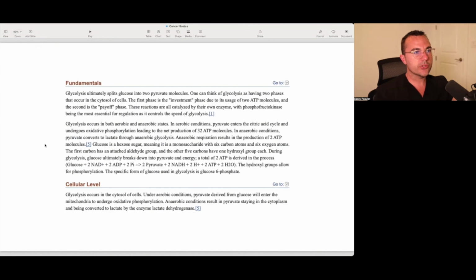The hydroxyl groups allow for phosphorylation. The specific form of glucose used in glycolysis is glucose 6-phosphate. At the cellular level, glycolysis occurs in the cytosol of cells. Under aerobic conditions, pyruvate derived from glucose will enter the mitochondria and undergo oxidative phosphorylation, which we'll talk about later. Anaerobic conditions result in pyruvate staying in the cytoplasm and being converted to lactate by the enzyme lactate dehydrogenase, or LDH.